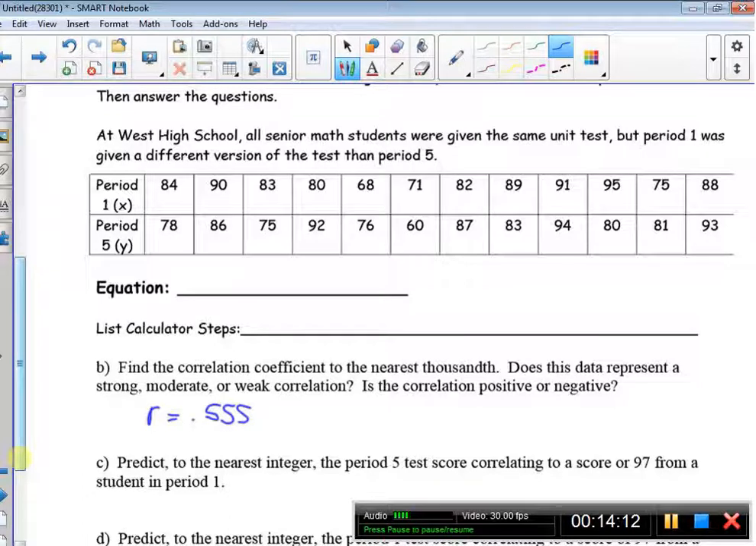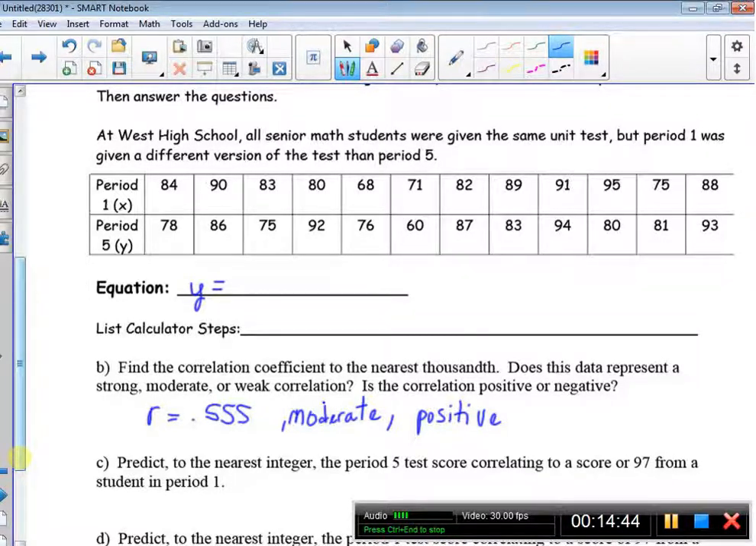I'd say it's definitely, is the correlation positive or negative? Is it strong, moderate, or weak? I would say moderate. And is it positive or negative? It was positive because it's not negative 0.555. So it's not the best to use, but we're going to answer the questions with it anyways.